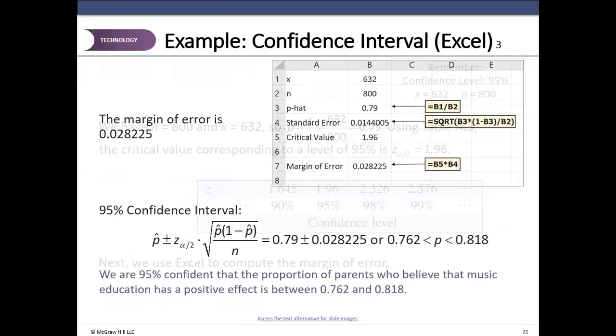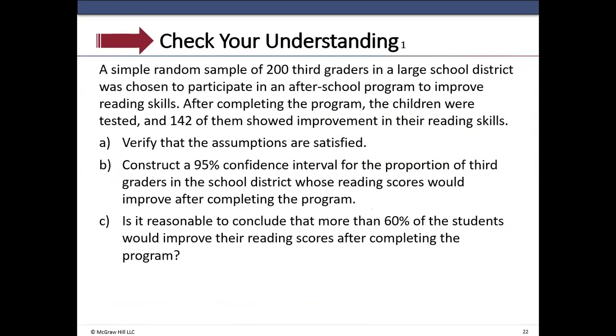Let's see if there's a problem we can do. Okay, here it is. A simple random sample of 200 third graders in a large school district was chosen to participate in an after-school program to improve reading skills. After completing the program, the children were tested and 142 of them showed improvement in their reading skills. So improvement in reading skills is success. Number of success is 142. The sample size is 200. So number of failures is 200 minus 142, which is 58.